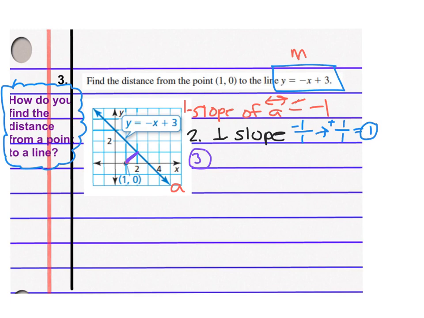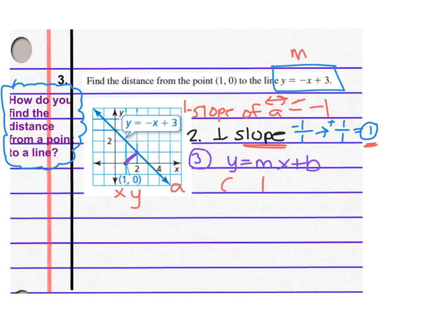We need an equation, and yes, you can see it on the graph, but you'll need to be able to do this full process, so I'm going to go through that. We need an equation for the perpendicular line that passes through (1, 0). So I'm going to write out y equals mx plus b. Remember from last year, that's slope-intercept form. The m we just found above, the slope, is positive 1. Then for my x and y, I'm going to use the point (1, 0).